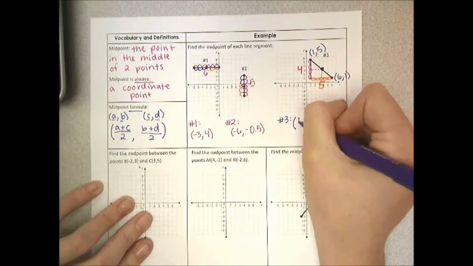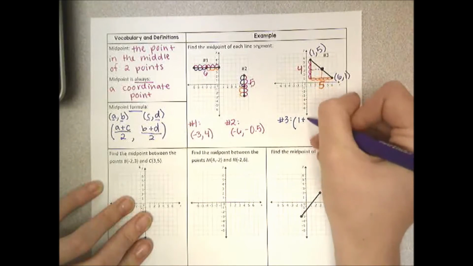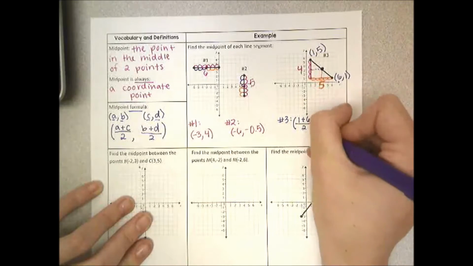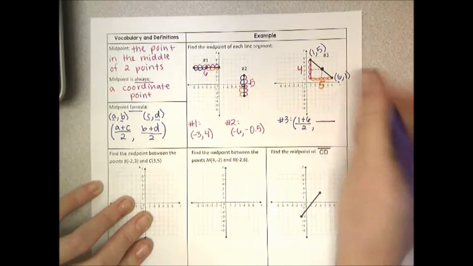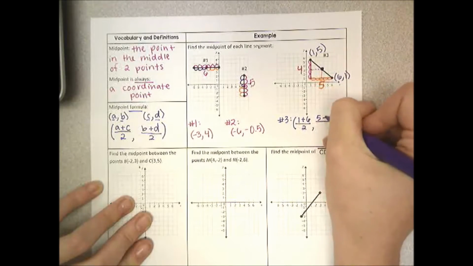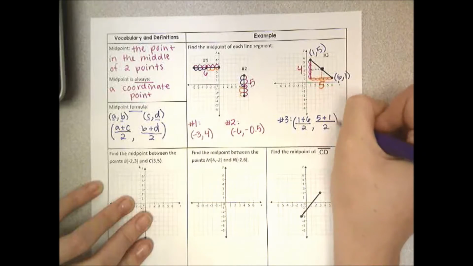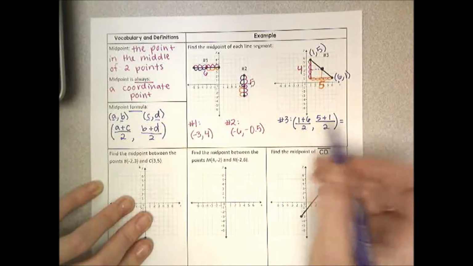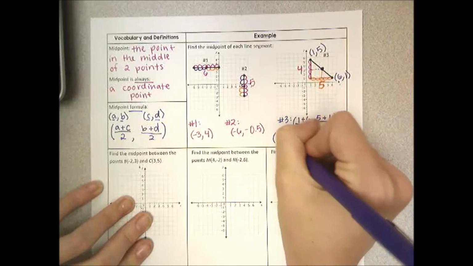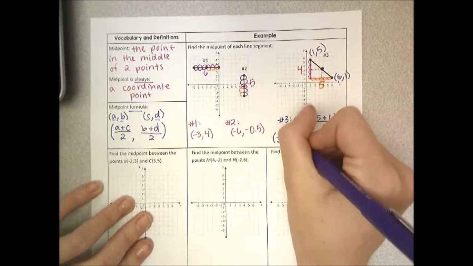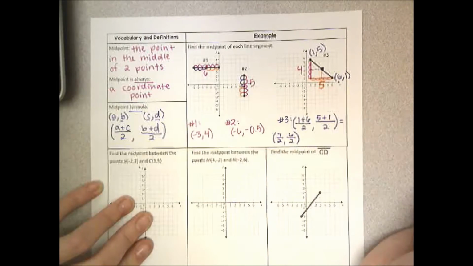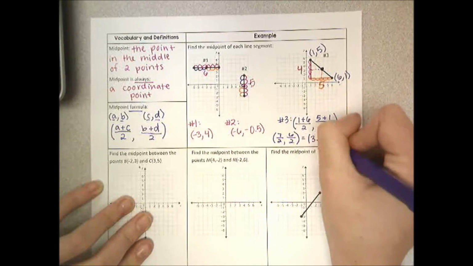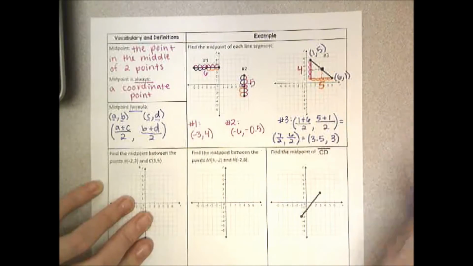So I take my first x value plus my second x value divided by 2. So I have 1 plus 6 divided by 2. And then I need my y values, so I have 5 plus 1 divided by 2. And then if I do the math here, 1 plus 6 gives me 7 divided by 2, and 5 plus 1 gives me 6 divided by 2. And if I type those in my calculator, I'm going to get (3.5, 3).